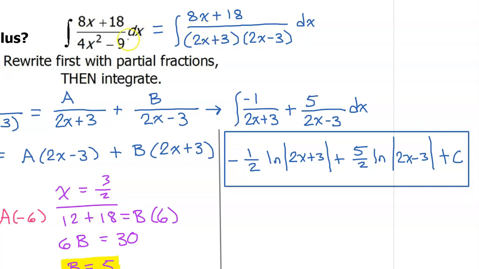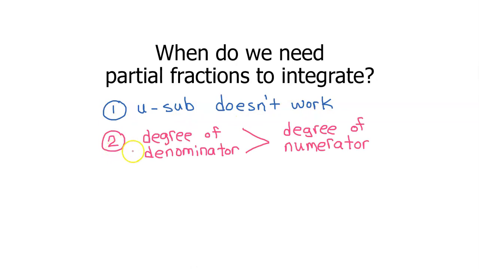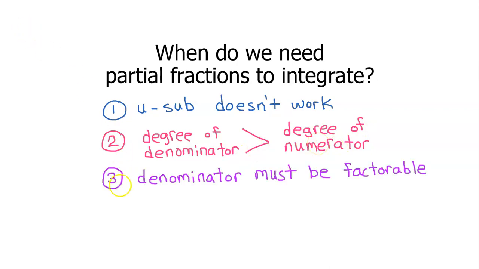So that's how you use partial fractions to allow us to integrate something that we could not integrate using u substitution. So how do we know when we need to use partial fractions to integrate? There are 3 things to look for. Number 1, regular u sub doesn't work. Number 2, the degree of the denominator must be greater than the degree of the numerator. And number 3, the denominator must be factorable. If these 3 conditions are met, that's when we will use partial fractions.